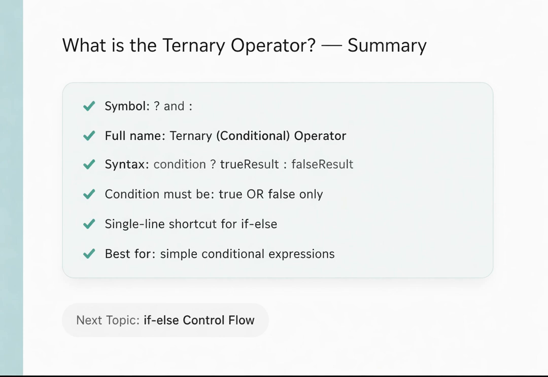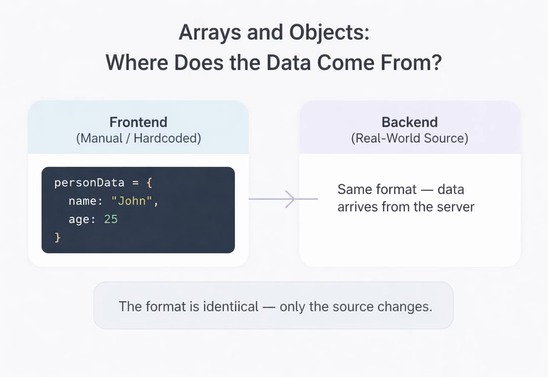Picking up right where we left off with arrays and objects, let's talk about something really important. Where does the data actually come from? When you're writing practice code, you manually type out an object, like person data, with a name and age. But in a real application, that exact same data, in that exact same format, comes from the backend server. The front end receives it and uses it. So the structure you've been learning to write by hand is the same structure you'll be consuming from an API. That's why understanding objects and arrays isn't just an exercise. It's the foundation of how real apps work.